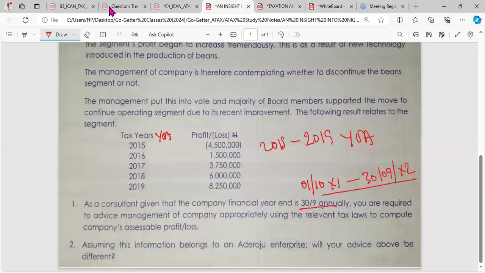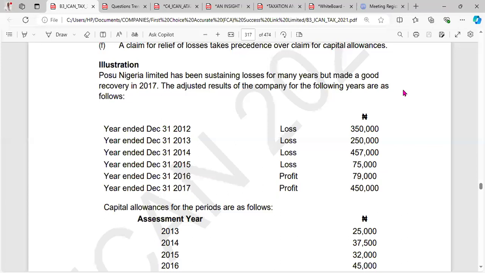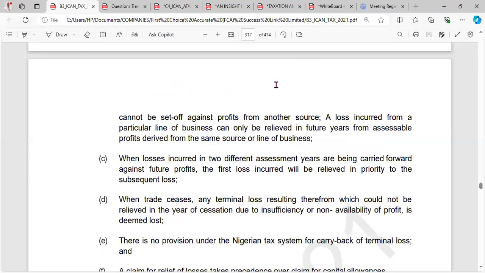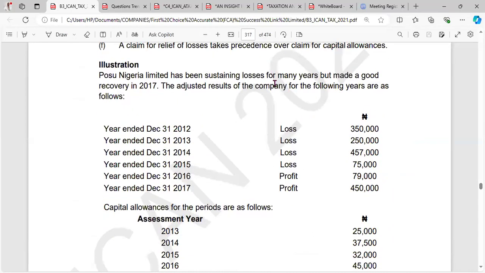The assignment here is to go to the ICAN study pack for skills level. Do not look at the answers. I want you to look at this example, this illustration here, on page 293.